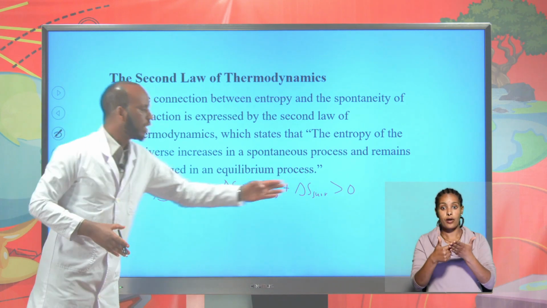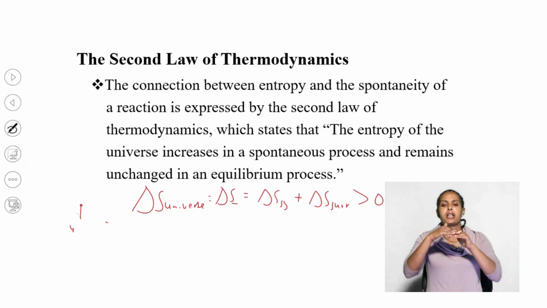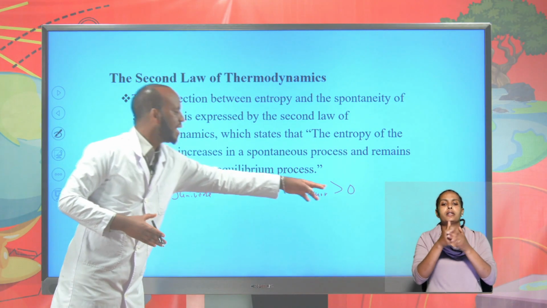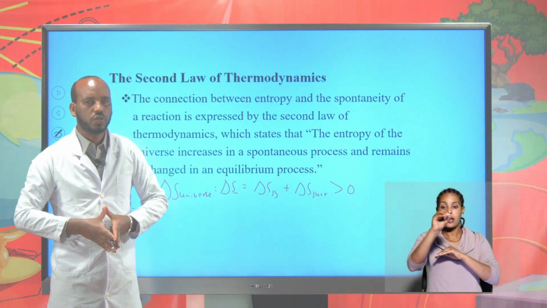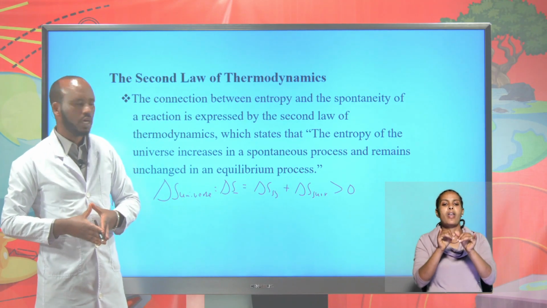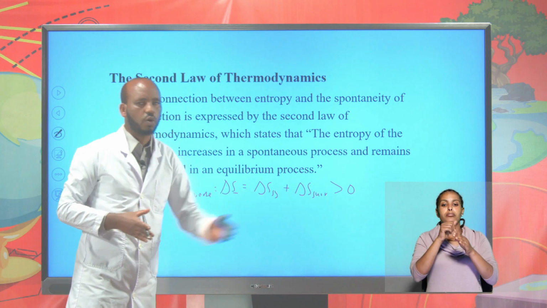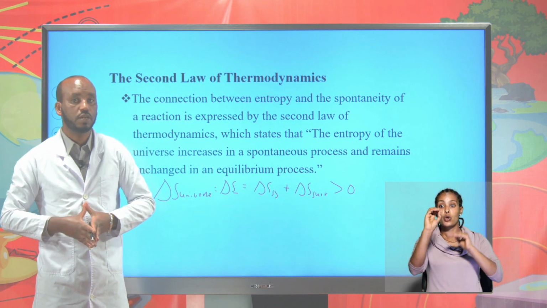Therefore, if the total entropy change is greater than 0, then the process is spontaneous. If the total entropy change is less than 0, the process is non-spontaneous. If the total entropy change equals 0, then the process is at equilibrium.